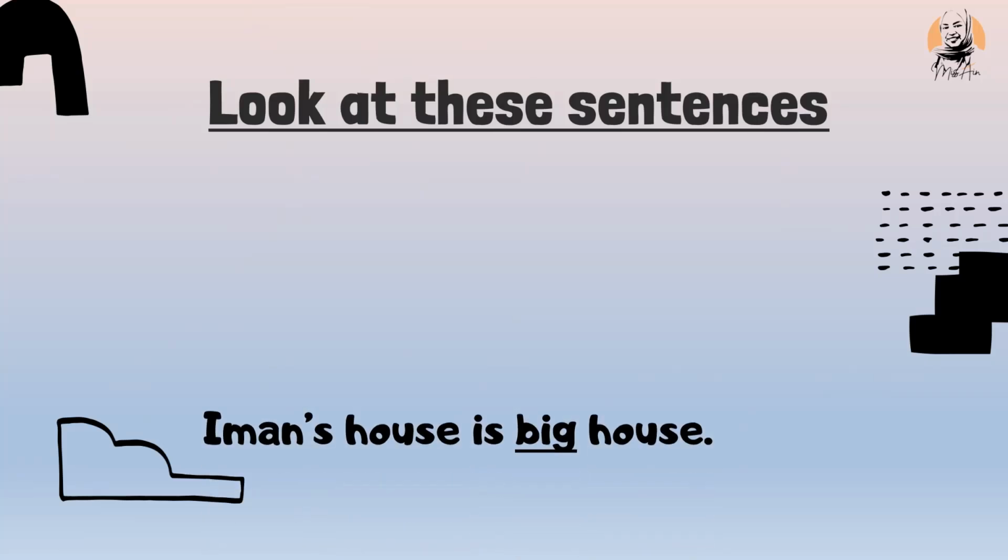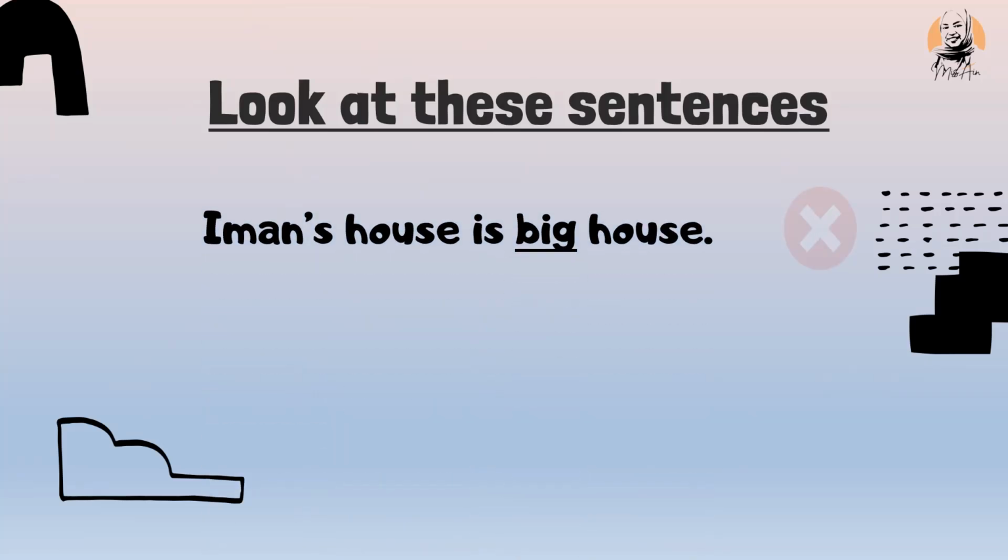Do you get what I mean? So we add some words to describe the nouns. So you can use adjectives to add more flavors to your sentences. Now have a look at these sentences. Iman's house is big house. That sounds odd, right? Iman's house is big house is wrong. There are two ways you want to add adjectives in a sentence. It's either you put it right before a noun, or you can as well put it at the end.